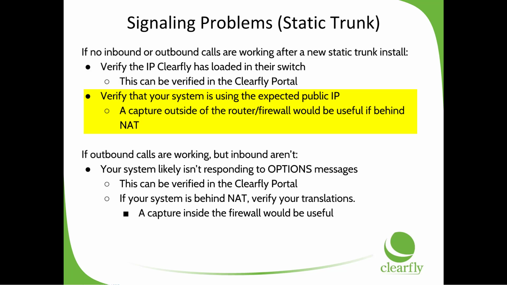It's not uncommon for customers to give partners the wrong IP address or for them to have a funky router config that may be NATting things differently than you'd expect. This is especially true for customers that have dual WAN setups. A capture outside of the router or firewall can be useful to figure out how your packets are being manipulated before they're sent to the internet.